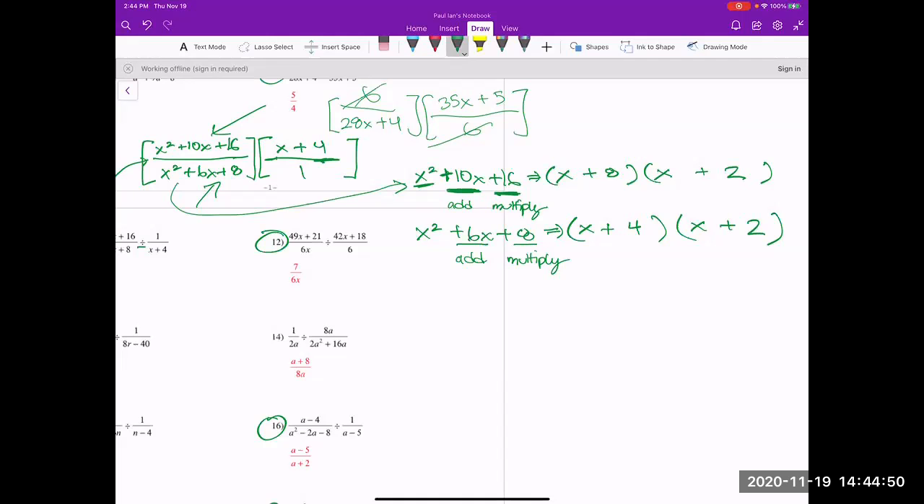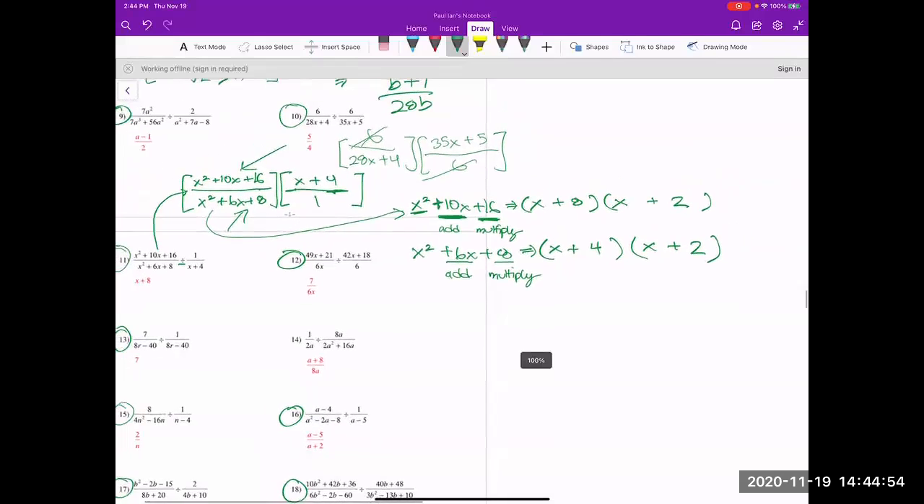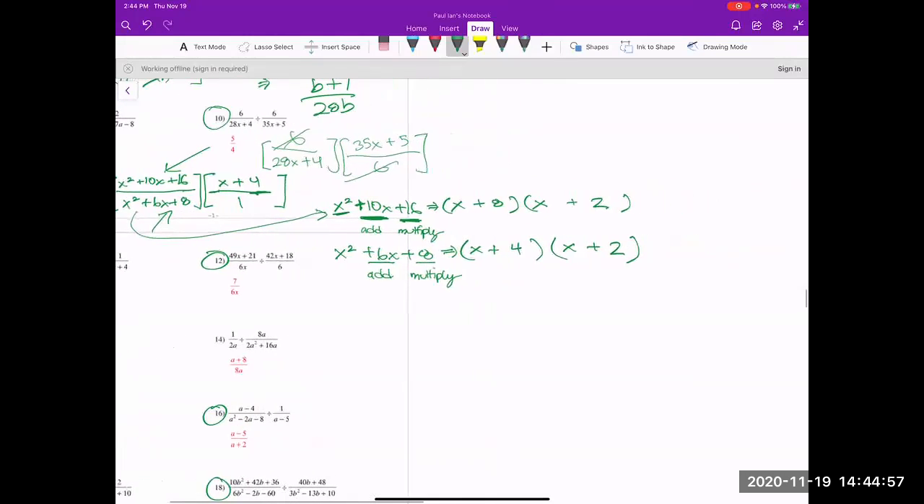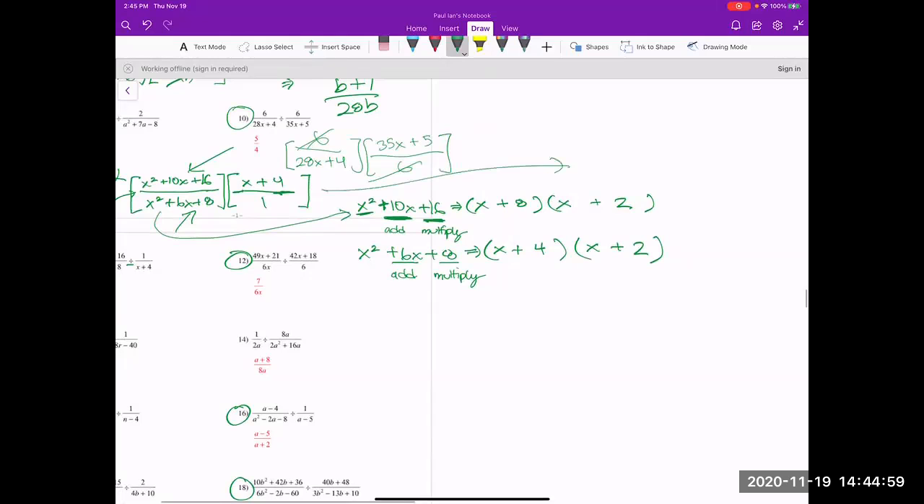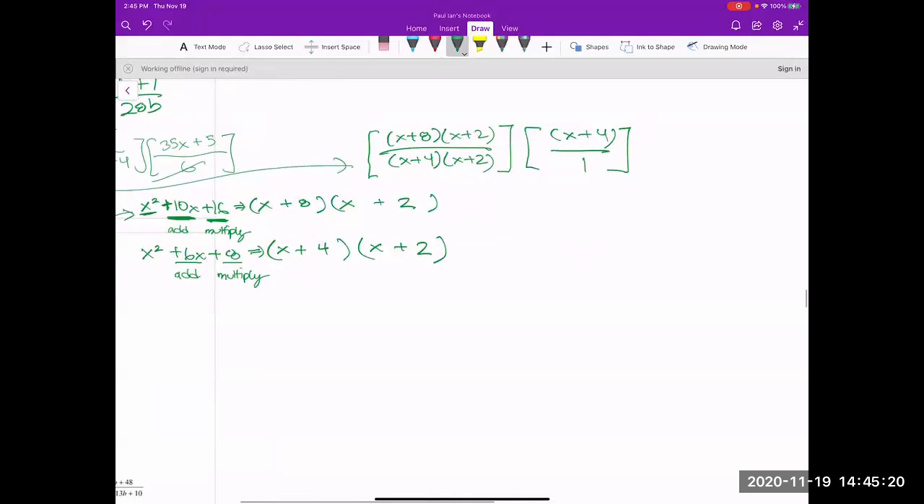Yeah? And that's it. Let's actually put them, since they're equivalent, let's put them where they are here. And then let's actually place it here with more room. So the top is x plus 8, x plus 2. The bottom is x plus 4, x plus 2. And then x plus 4 over 1. Yeah? Yeah. And now what do you do?